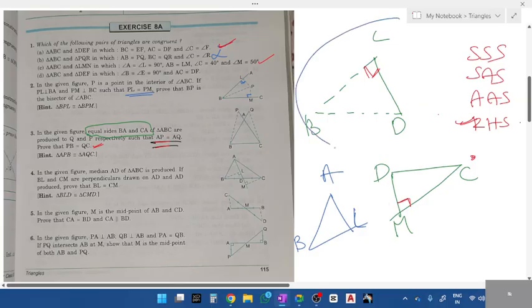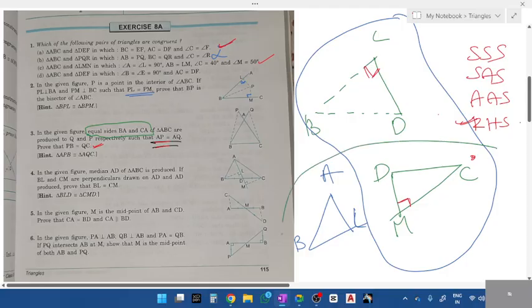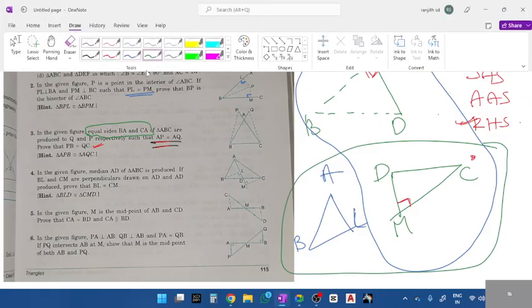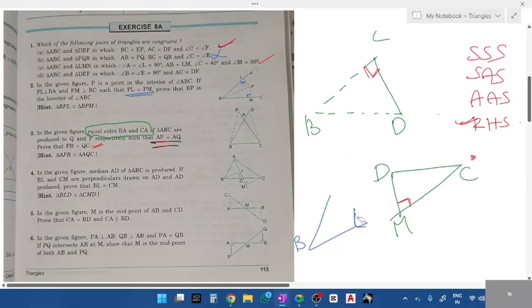Compare these two triangles. Which alphabet is common to them? D is common, right? And compare these two. Is any alphabet common? No. So which one should I take? Which one should I consider? No, no, no. LBD and DMC. Okay. Now, is it clear?